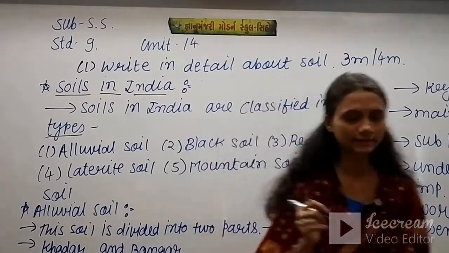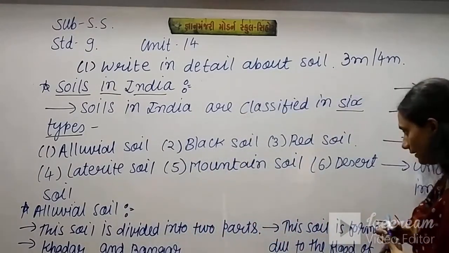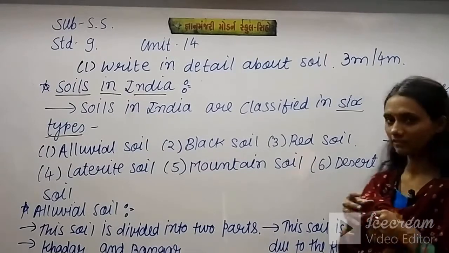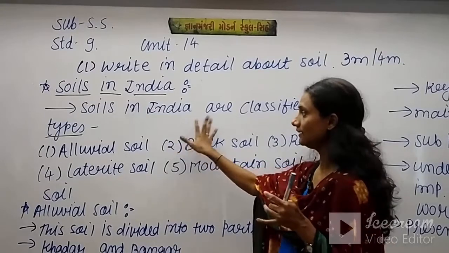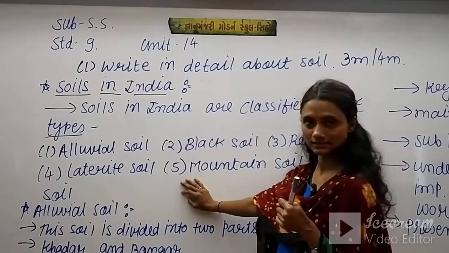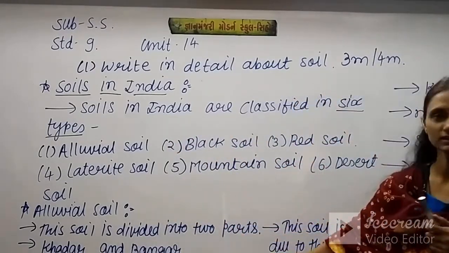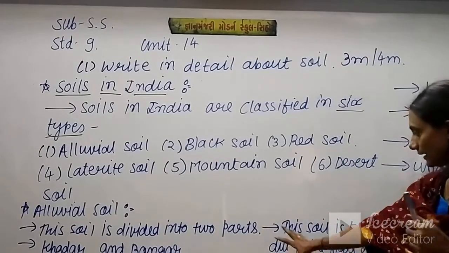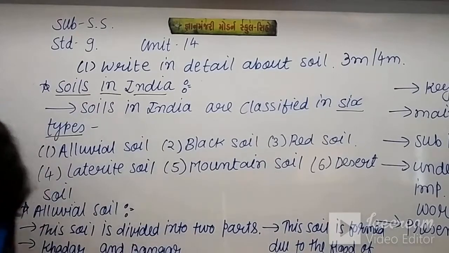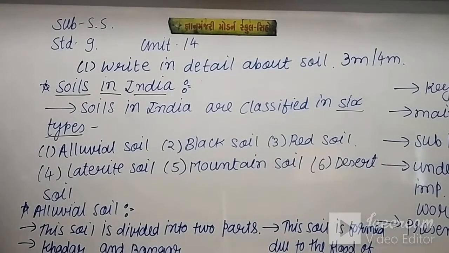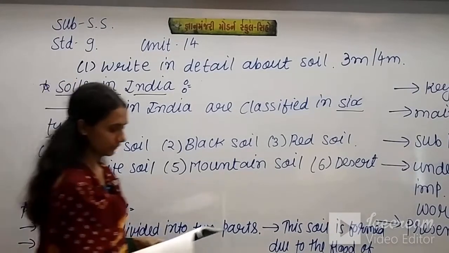So generally it is found at a river area. First, the introductory part. Secondly, the point: soils in India. We have 6 types. You have written 6 types. After that, one by one, just explain these 6 types point-wise. If you wish, you can note it down in your book.